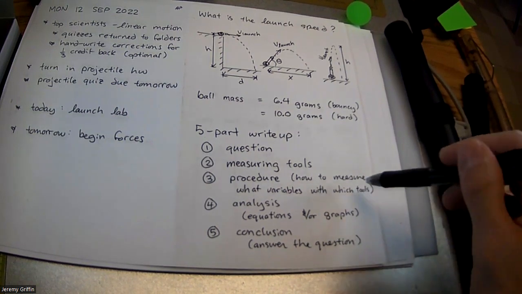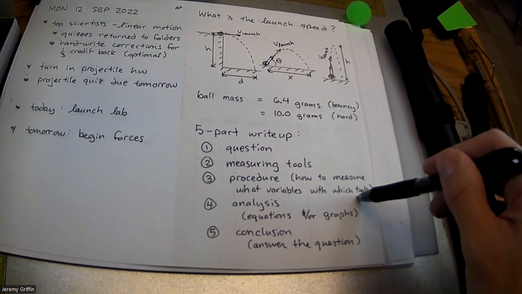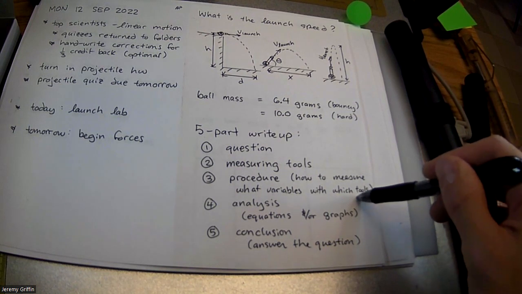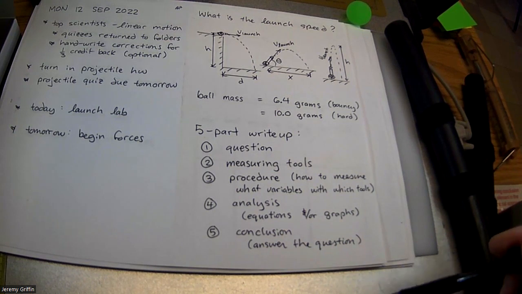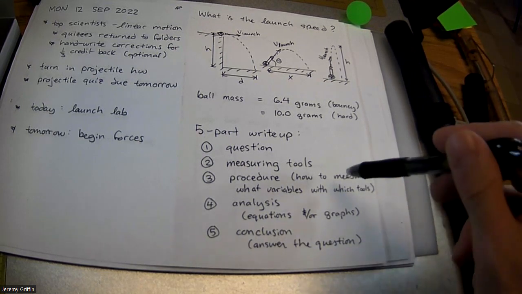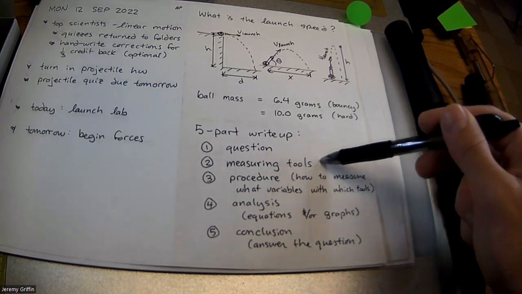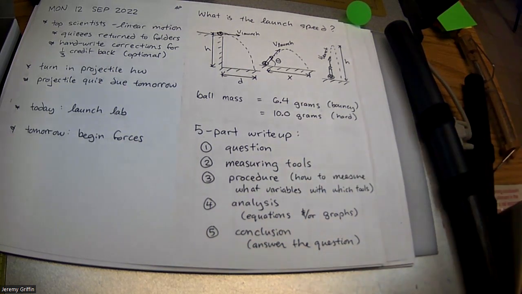Procedure. What AP is looking for in the procedure is always which variables you're measuring using which measuring tools. So if you said meter stick, then somewhere in the procedure say what you're measuring with the meter stick. Are you measuring a vertical displacement, a horizontal displacement? Did you say a protractor? Are you measuring some kind of launch angle? Did you say stopwatch? Remember, your measuring tools are going to tell you what steps are going to be involved in your procedure. What are you measuring?